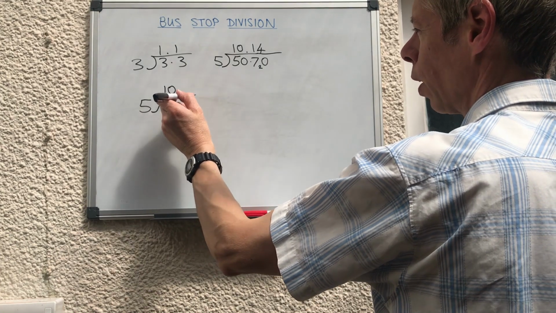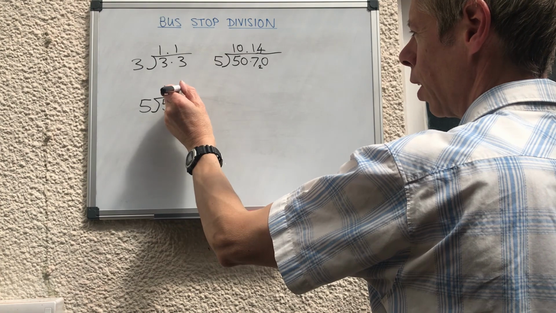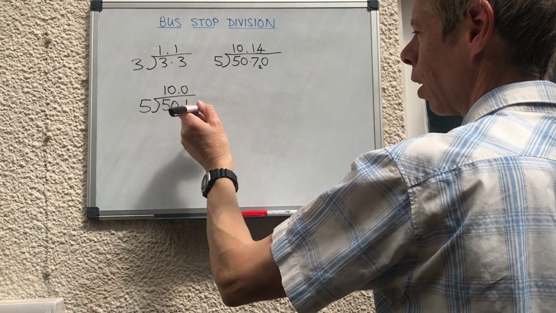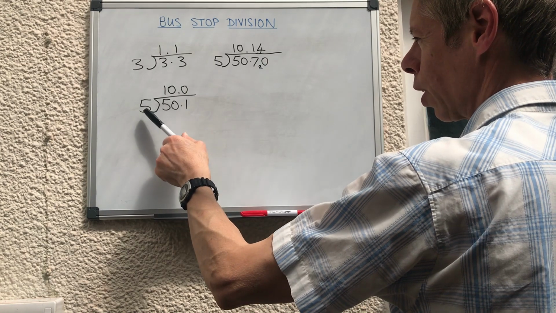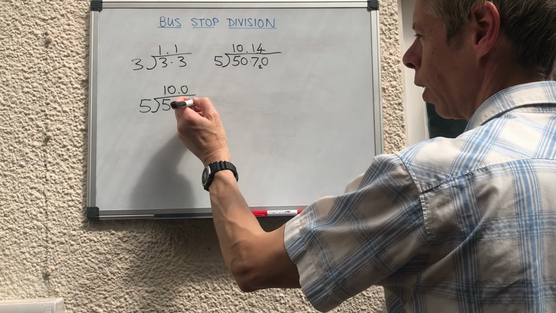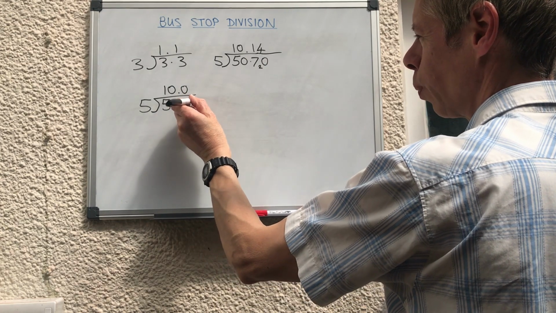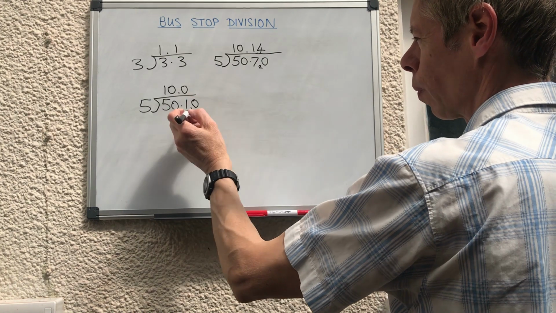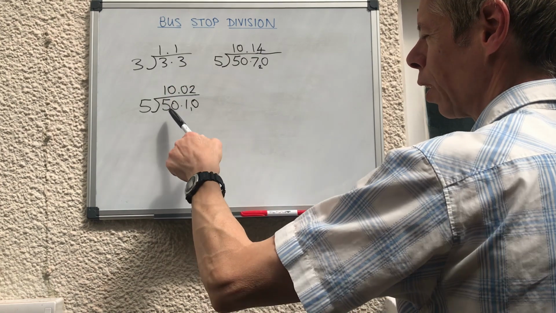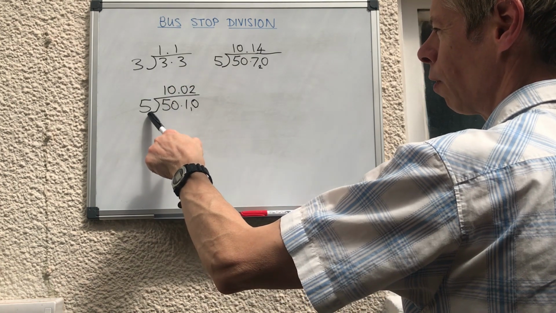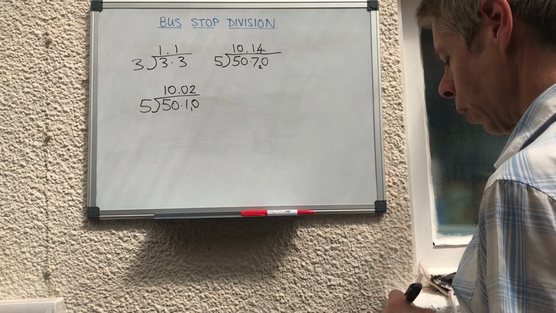How many 5s in 1? 0. Well, what's our remainder? Well, because it's not 5, because that's what we're trying to fit in, we didn't use that 1, that's why it's our remainder. So we need to put another 0 like we did before. How many 5s in 10 is 2. So that means 50.1 divided by 5 is 10.02.